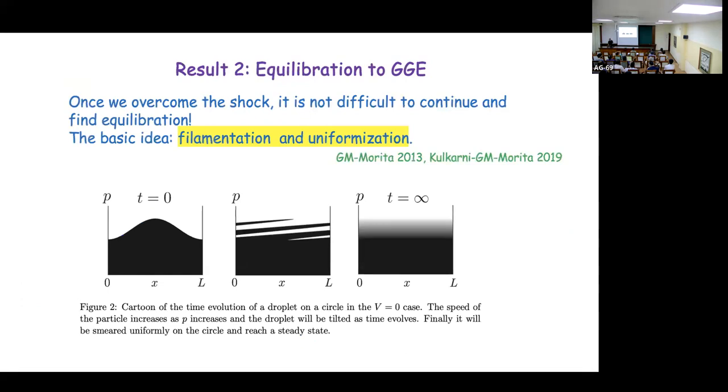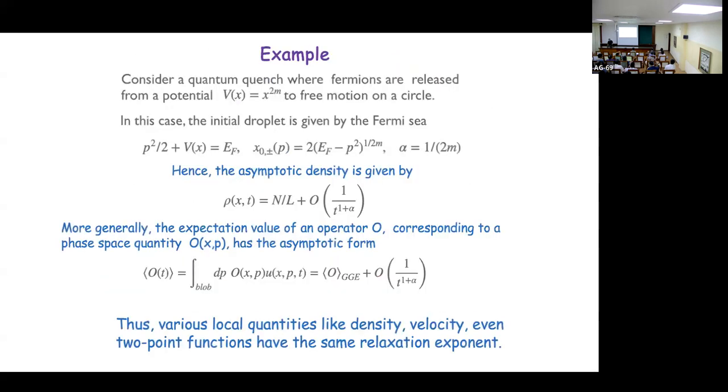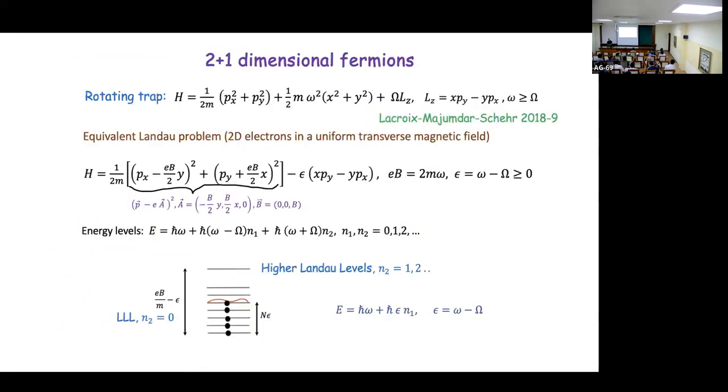the approach to that is also characterized by these universal exponents. So if you are released from potential x to the power 2m, then there's a power law exponent like that, released from a box potential to a periodic circle, larger circle, then it's like this, and so on and so forth. Okay, there are proofs of these things. Let me just say very quickly our ongoing work.